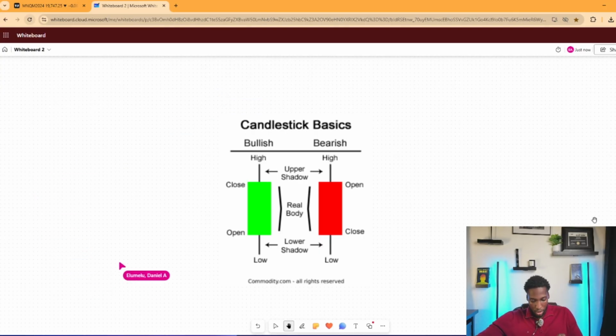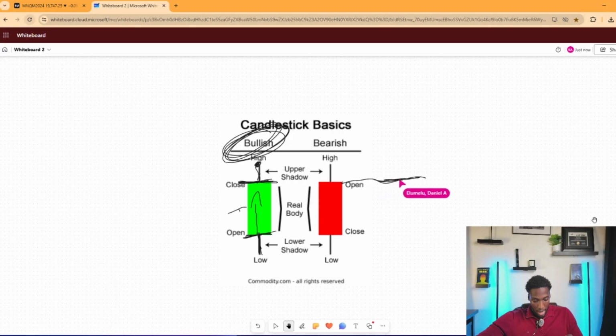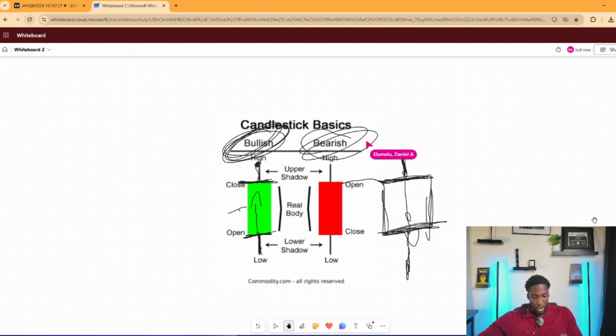So what happened? The candle opened here, traded lower. After it traded lower, then it proceeded to trade higher, all the way up here, then came back lower and closed here. This, ladies and gentlemen, is a bullish candlestick. It's the same concept with a bearish candlestick. It will open right here, then it traded higher, proceeded to trade lower, all the way down here, and came back and closed here. This, ladies and gentlemen, is a bearish candlestick.